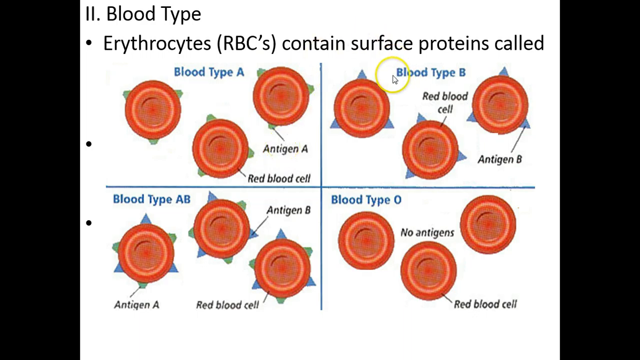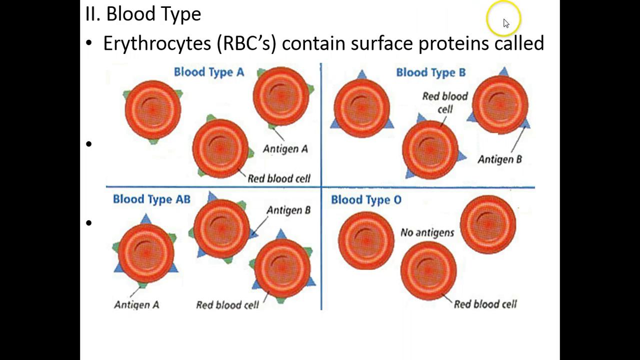If you notice over here in B, you will see that it's a different type of shape representing the antigen. The reason it's different is because it is a different antigen. So for this blue triangle, the presence of it indicates that you are blood type B.